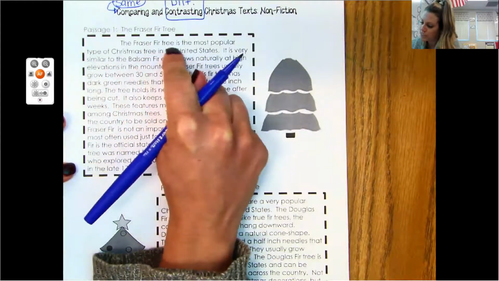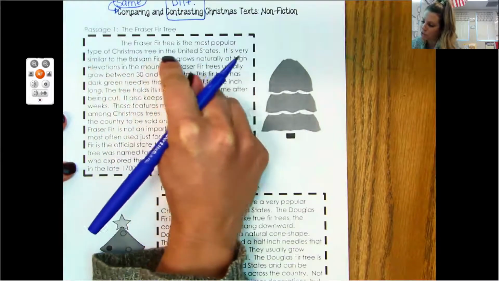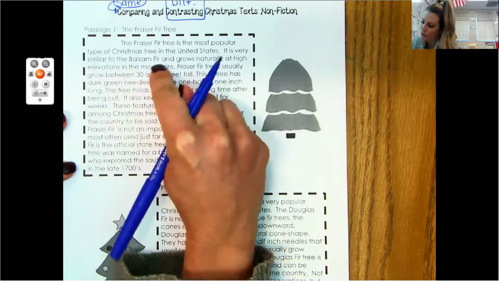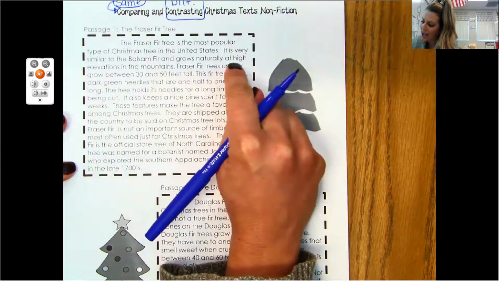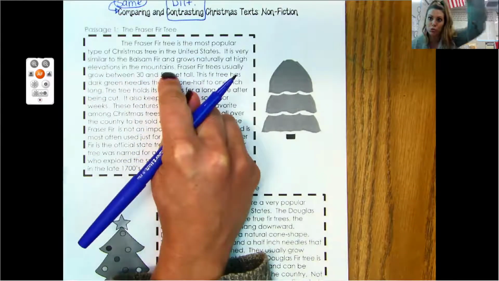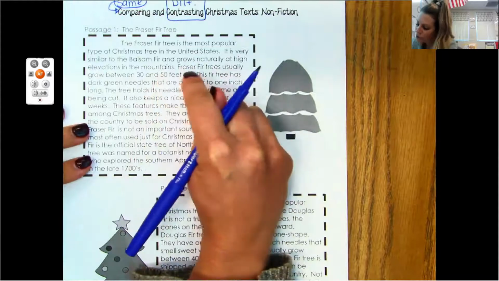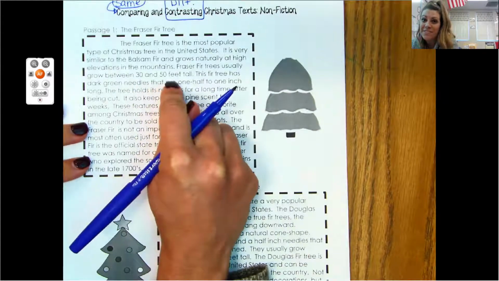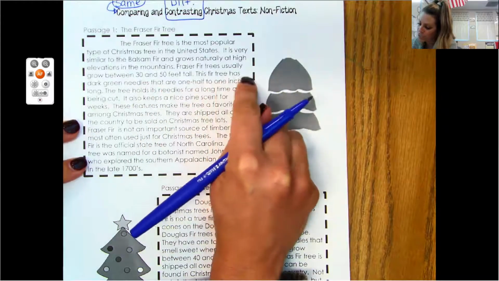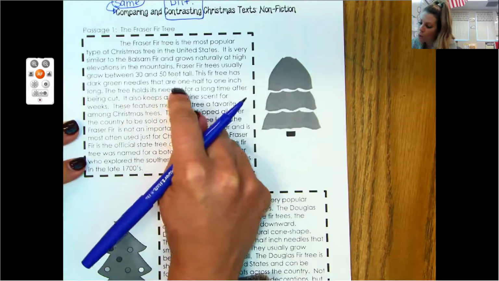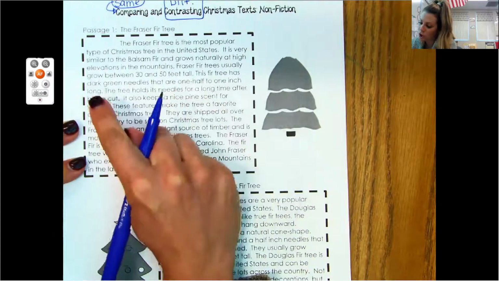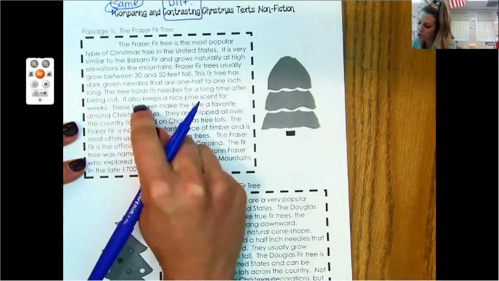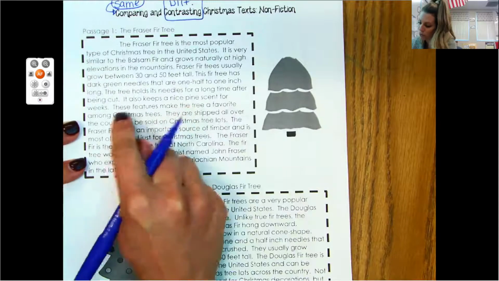The Fraser fir tree is the most popular type of Christmas tree in the United States. It is very similar to the balsam fir and grows naturally at high elevations in the mountains. So it grows really high up in the mountains. Fraser fir trees usually grow between 30 and 50 feet tall. This fir tree has dark green needles that are 1/2 to 1 inch long. The tree holds its needles for a long time after being cut. It also keeps a nice pine scent for weeks.